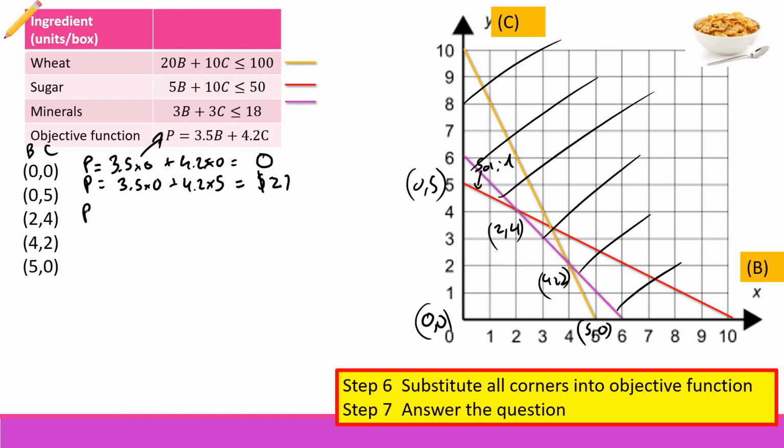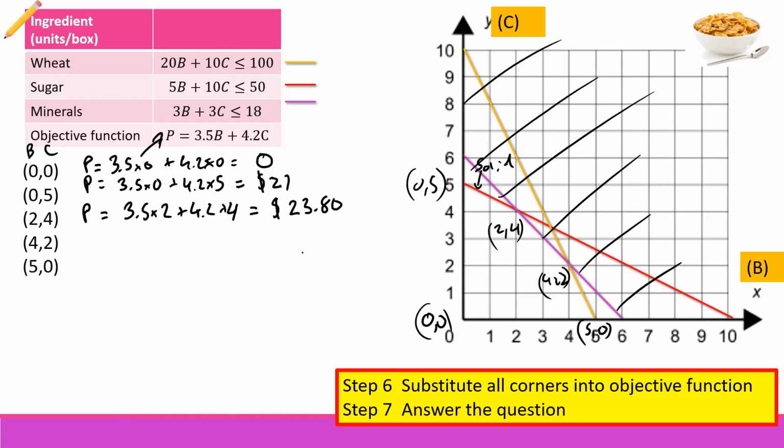What's that going to make us? P equals 3.5 times 2 plus 4.2 times 4. Now, before you think that I'm some kind of genius, I'm literally going to shove this straight into my calculator. I'm not trying to show off here and calculate this all in my head. I get $23.80.